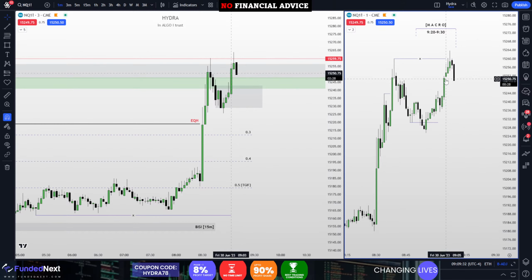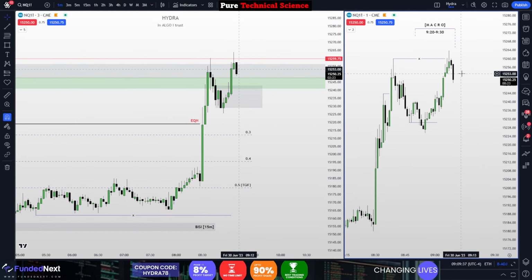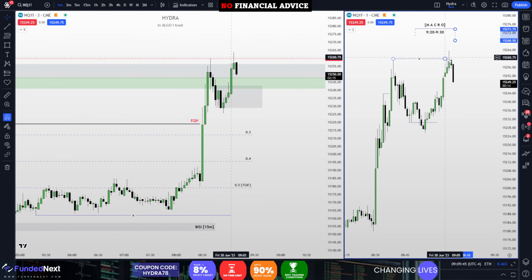So let's see if this BC provides support for price towards buy side liquidity. If it does that, I would like to see this swing high getting taken out. And if it does that, we'll have a 3 drive formation here.